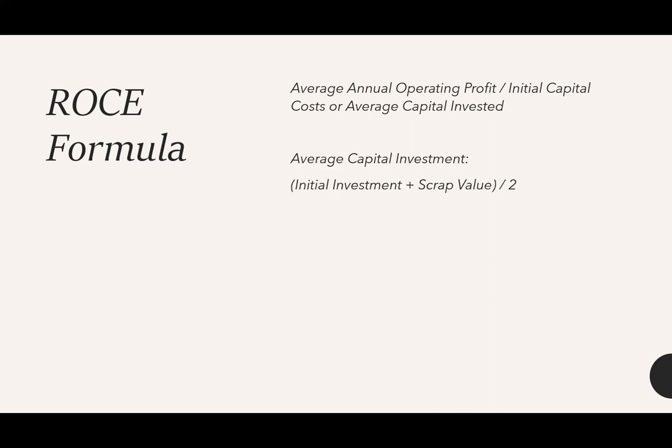If you get a question based on the average capital investment, the formula you're going to use is the initial investment plus the scrap value. You add them together and then divide by 2 to get the average. I will explain the application of ROCE, which you can even call the accounting rate of return, with the help of a question.